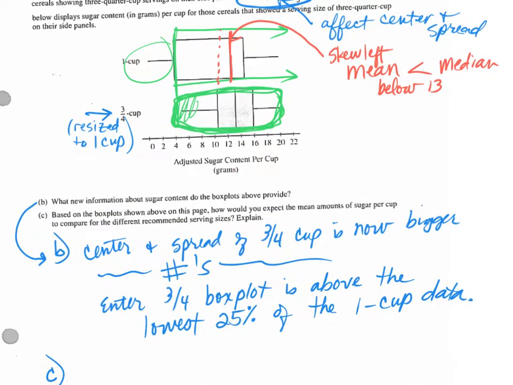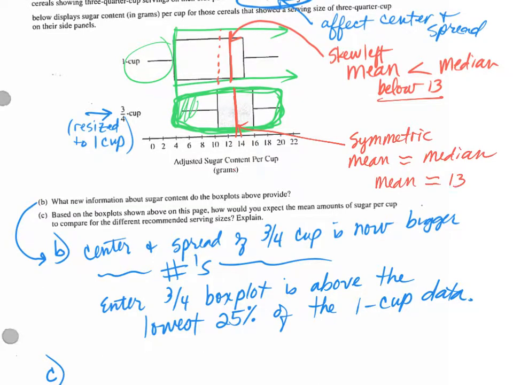But how about this second shape? Its median is at about 13, and tell me about its shape. Because it is symmetric, tell me about its mean-median relationship. Pretty close. So the mean is going to be about the same as the median. So therefore, it will have a mean that is about 13.